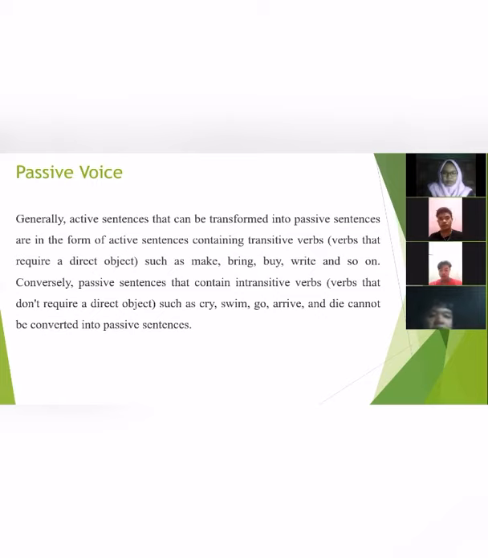Generally, active sentences that can be transformed into passive sentences are those containing transitive verbs, verbs that require a direct object, such as make, bring, buy, write, and so on. Conversely, sentences that contain intransitive verbs, verbs that don't require a direct object, such as cry, win, go, arrive, cannot be converted into passive sentences. Next.